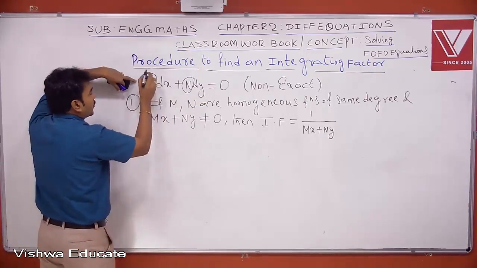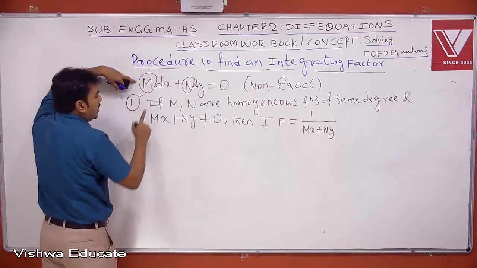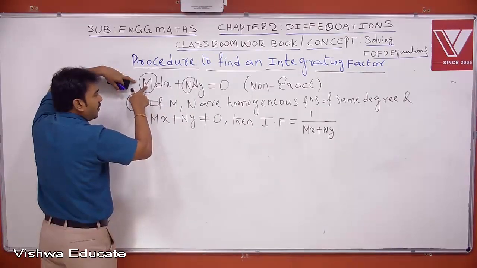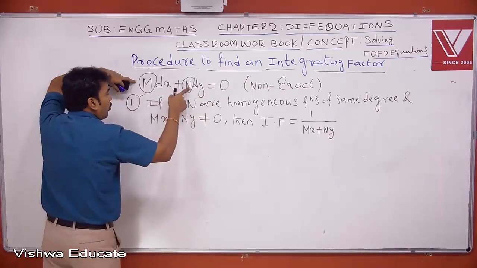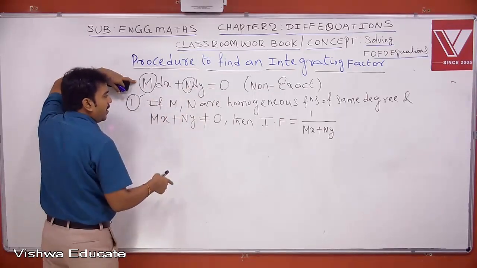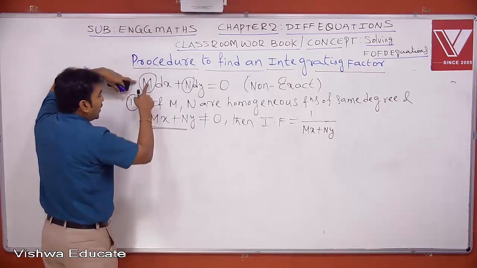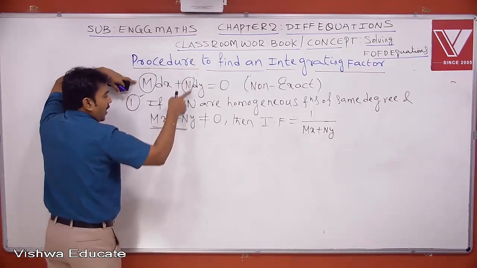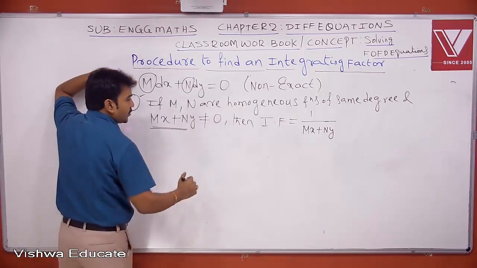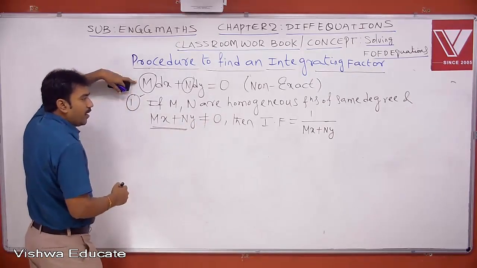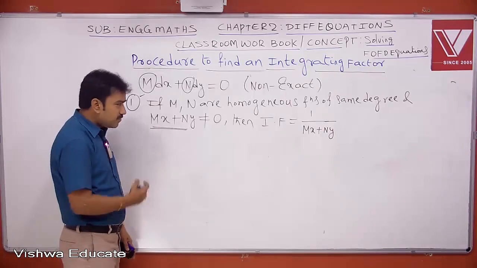If M is a homogeneous function of degree 2, then N must be a homogeneous function of degree 2. If it is of degree 7, N must be of degree 7. So both must be homogeneous functions of same degree, and Mx plus Ny is not equal to 0. Multiply M with x, multiply N with y, and this quantity should not be equal to 0. In that case, my integrating factor is 1 by Mx plus Ny.